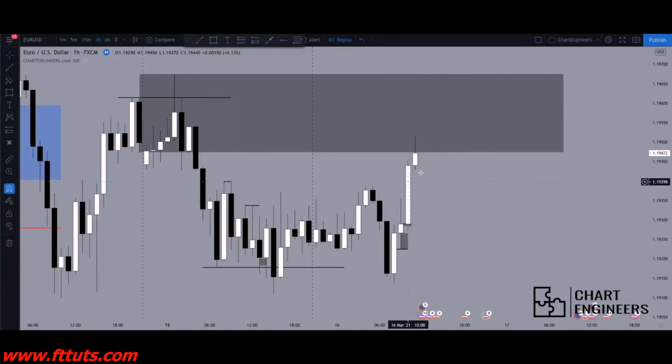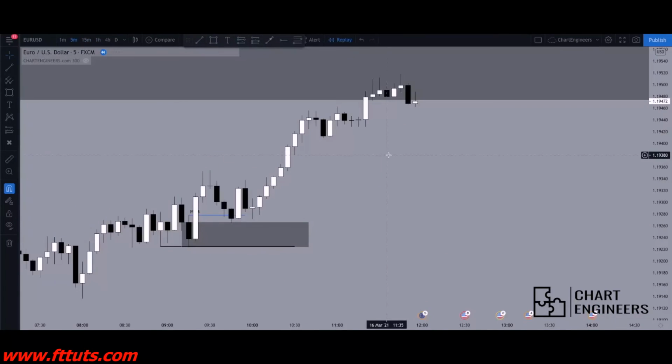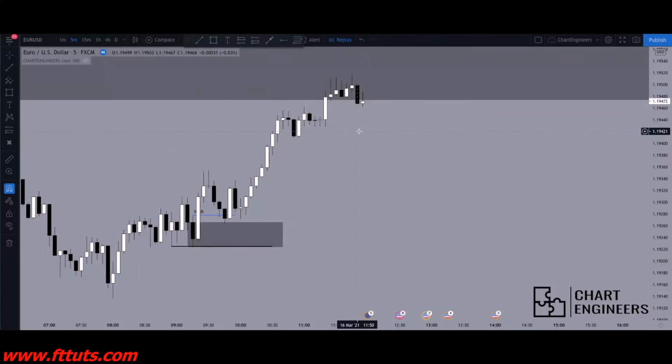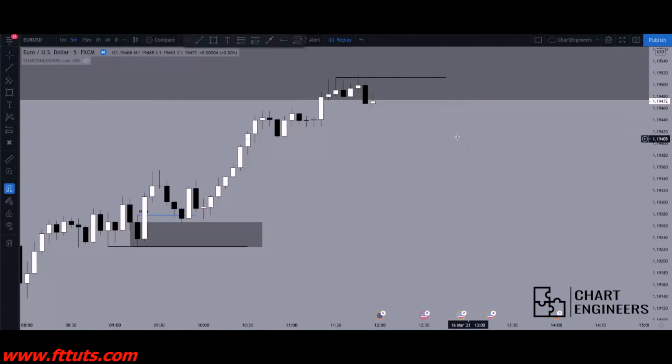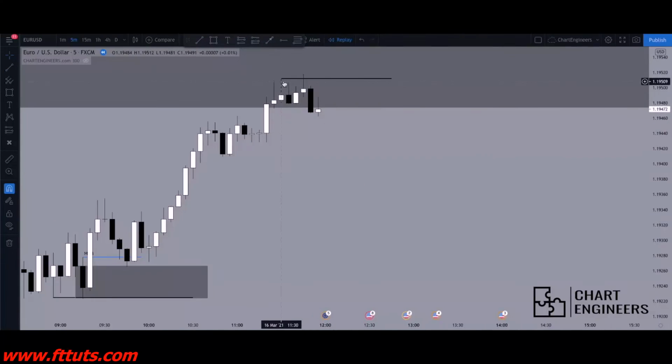So here at 11 AM, we're at this breaker zone now, and we could expect either a reversal or some kind of reaction at least. So then I would go to the 5-minute time frame, and because we're in this level, I would be comfortable looking for shorts because it's a higher time frame level.